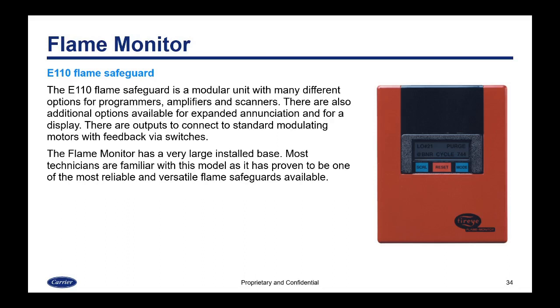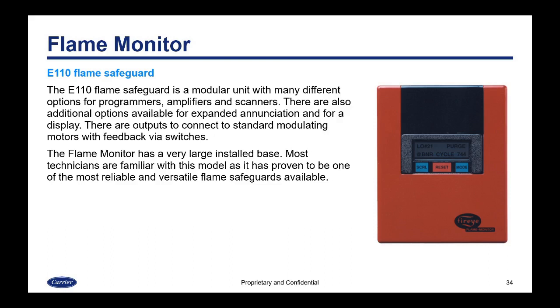So now we're getting into our specific FireEye flame safeguards, just an overview of each one. We'll start with the flame monitor, the E110 flame safeguard. And the E110 is a modular unit with many different options for programmers, amplifiers, and scanners. So the programmers and amplifiers will both be separate cards that will go into the chassis. There are also additional options available for expanded enunciation as well as a display. There are outputs to connect to standard modulating motors with feedback via switches.